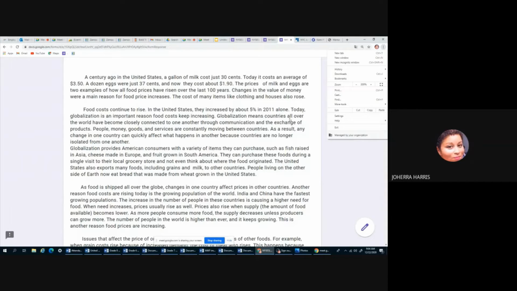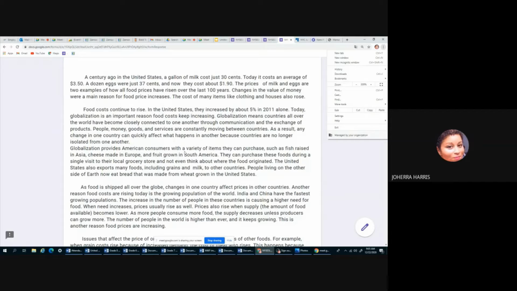Globalization means countries all over the world have become closely connected to one another through communication and the exchange of products. People, money, goods, and services are constantly moving between countries. As a result, any change in one country can quickly affect what happens in another country because countries are no longer isolated from one another.